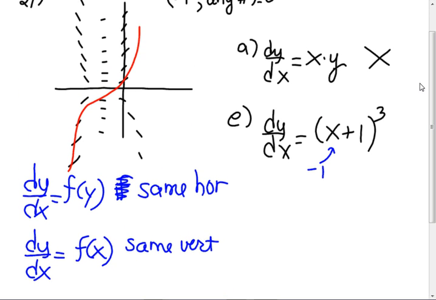And you could try values, but I certainly would try x equals negative 1, which makes the slope 0 here, no matter what y is. If you try it in all these choices here, you'll see there's only one that works, and that would be E.